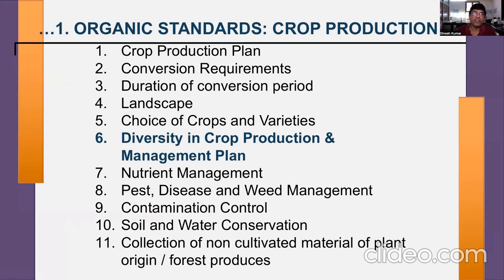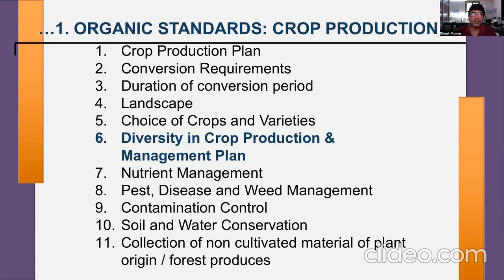So what is written there in the organic standard? What constitutes the standard? For example, I'm giving you one example of crop production. Suppose you want to produce a crop of, say, rice, then what are the standards? So there is a crop production plan. Here you need to see the guidelines. Here diversification is suggested. Go for diversification of crops, include legumes in the rotation, follow crop rotations. I'm not giving the details within each heading, but you can see the different components of organic standards in crop production. Conversion requirements, duration of conversion period, landscape, choice of crops and varieties, diversity in crop production and management plan, nutrient management, how to do it, pest, disease and weed management, how to go for it. These aspects are already written there.